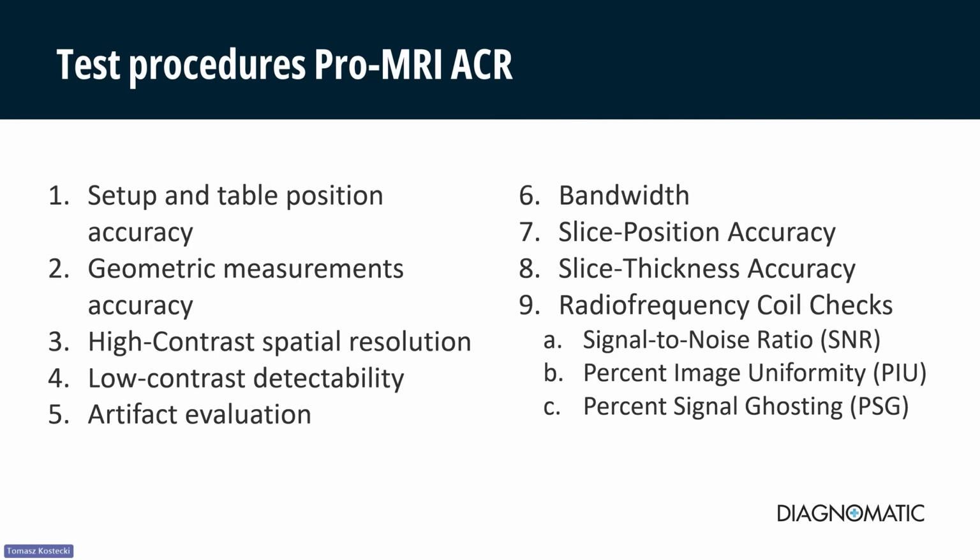The ACR MRI system performance evaluation includes both weekly and annual quality control tests. In this webinar, we will focus mainly on the tests that can be demonstrated using the Pro-MRI ACR Phantom, such as geometric accuracy, high contrast spatial resolution, slice position accuracy, slice thickness accuracy, and RF coil checks.